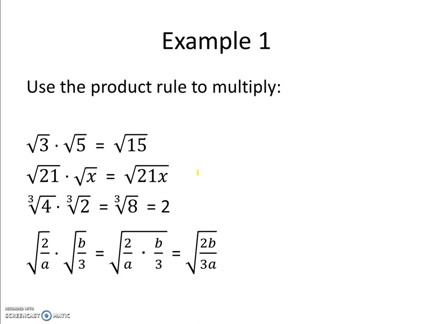The cube root of 4 times the cube root of 2 is the cube root of 8. Since we know 2 times 2 times 2 is 8, the cube root of 8 is simply 2. We have the square root of 2 divided by a times the square root of b divided by 3. We can rewrite that under one square root, and we have 2 divided by a times b divided by 3, which gives us the square root of 2b divided by 3a for our answer.